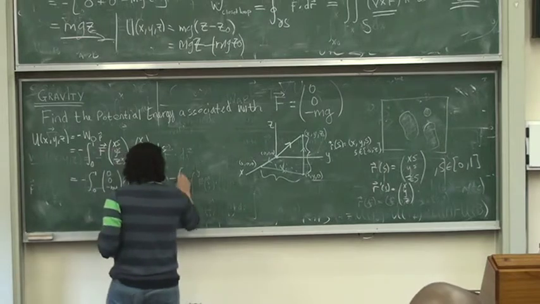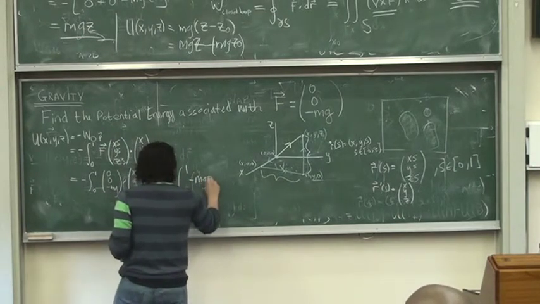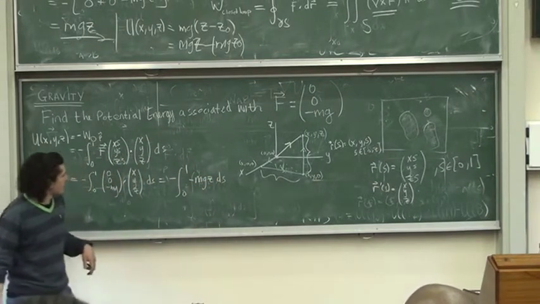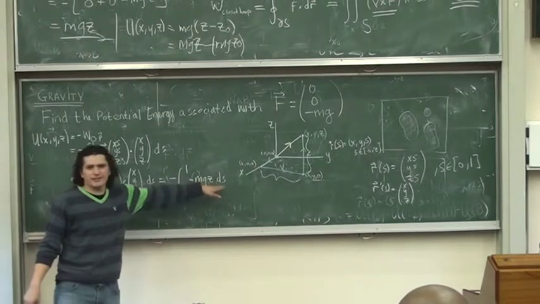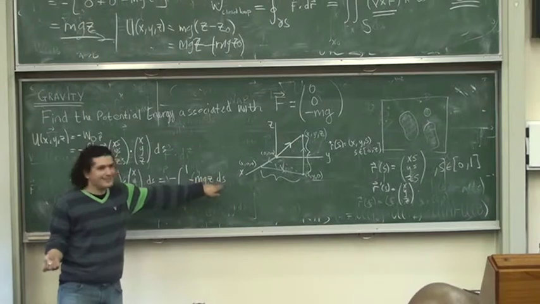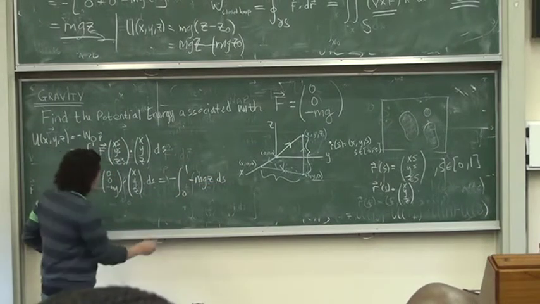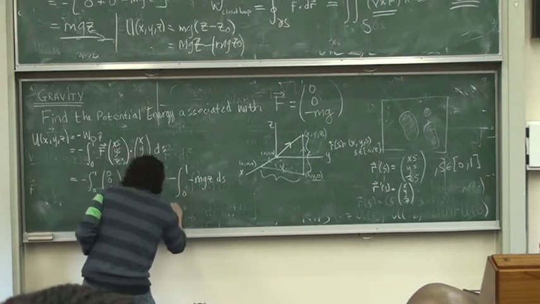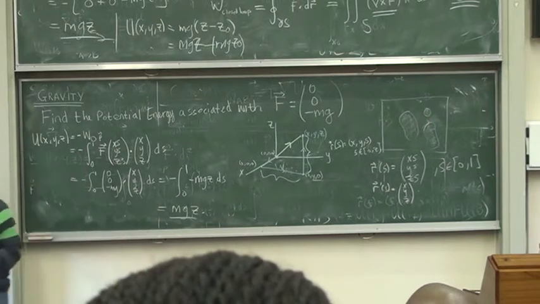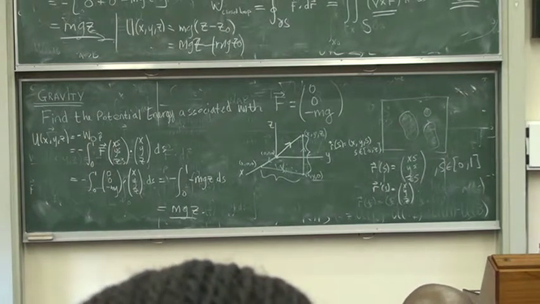Okay, so it's minus the integral from 0 to 1 of minus mgz ds. What's this? mgz, is it dependent on s? No. So this integral is just mgzs from 0 to 1, which just gives me a value of, minus is cancelled, mgz. Exactly the same value. Are we surprised? No, because the work done is path independent, because we have a conservative force.